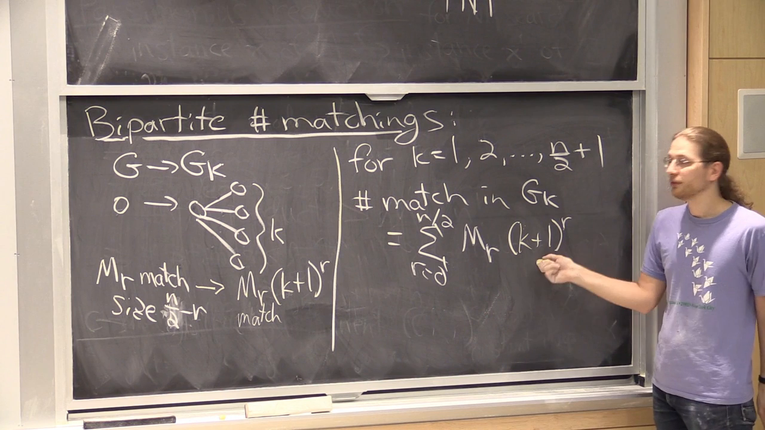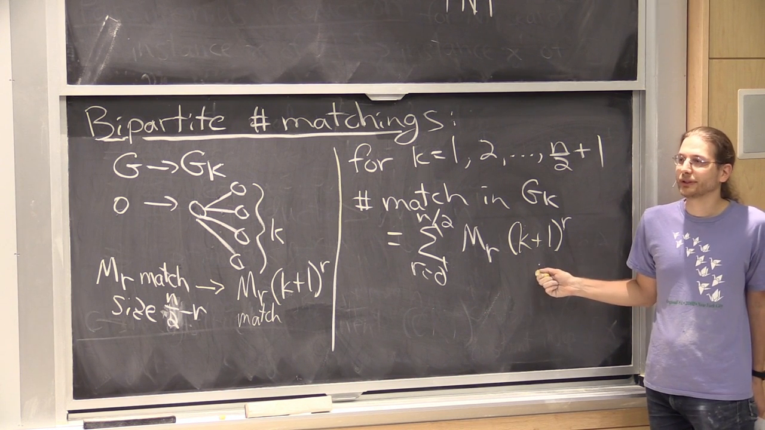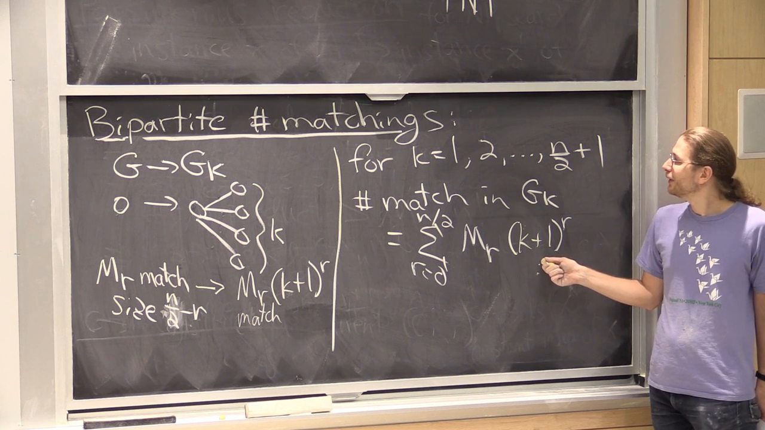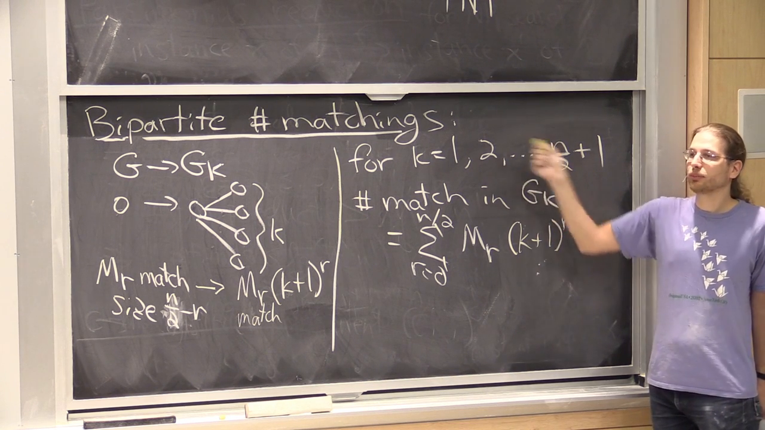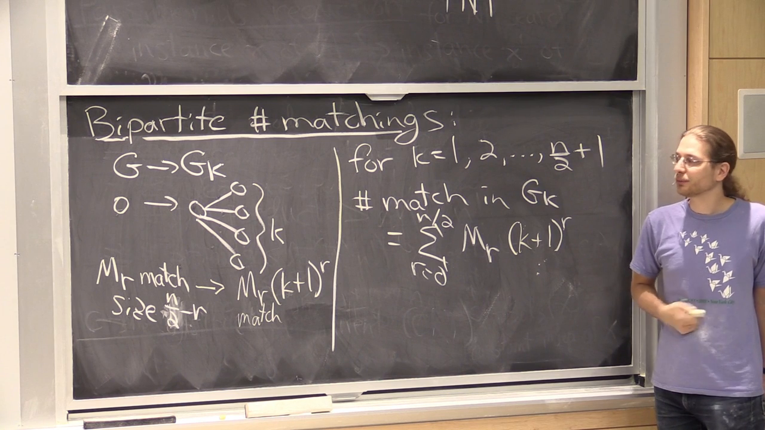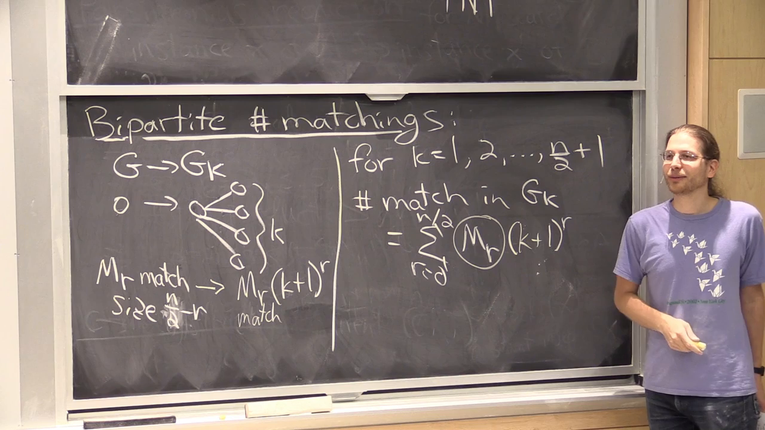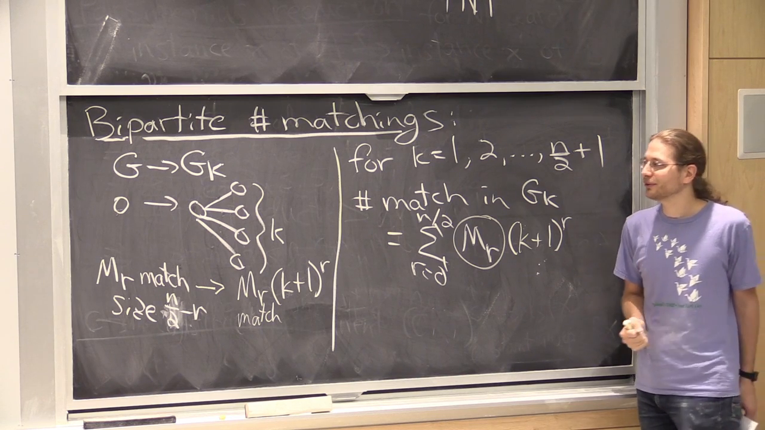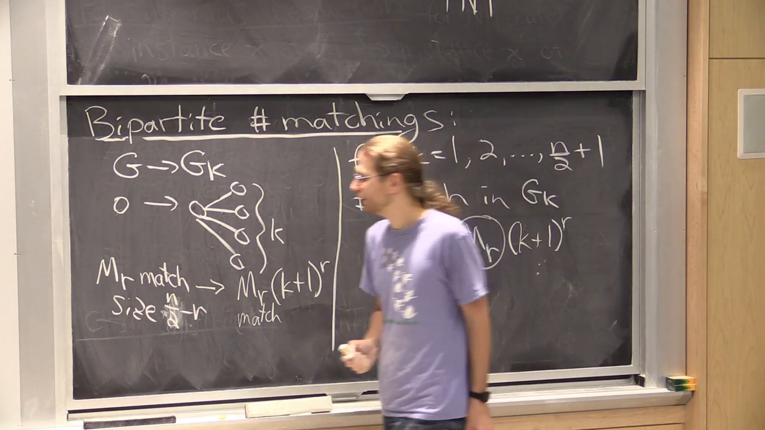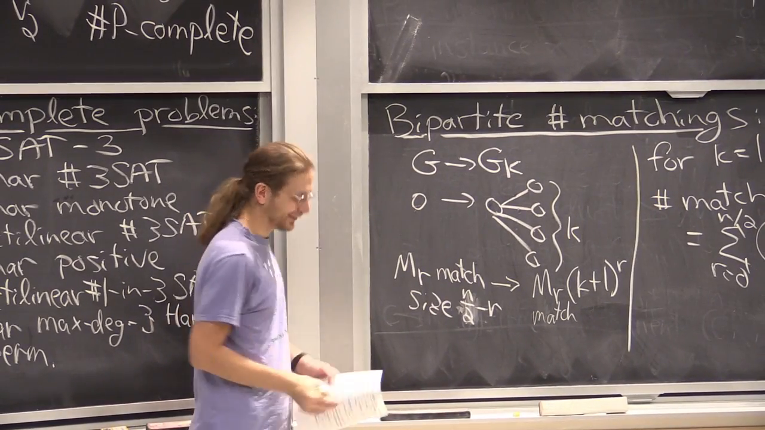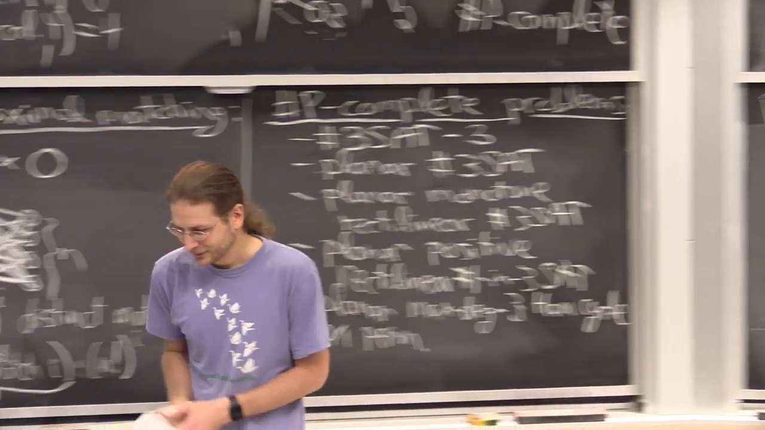Now, this is a polynomial in k plus 1. And if I evaluate a polynomial at its degree plus 1 different points, I can reconstruct the coefficients of the polynomial and therefore get all of these. And in particular, get m_0, which is the number of perfect matchings. Ta-da! Cool.